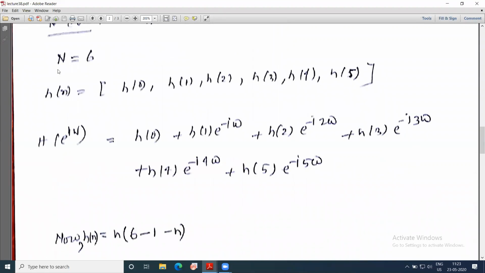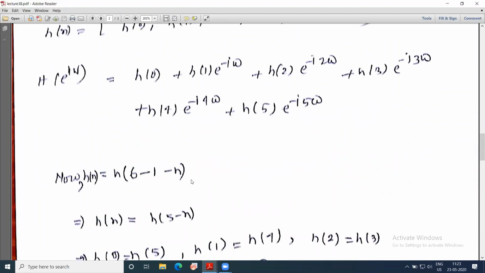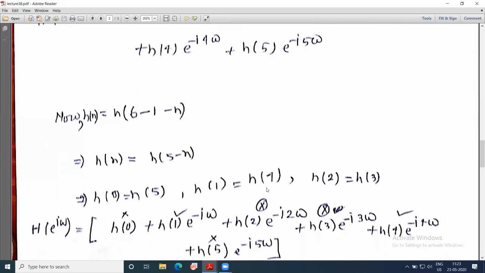Let us see N equal to 6. If I talk about N equal to 6, then h[n] is h0, h1, h2, h3, h4, h5. Agreed? Then if I write the expression H of e power j omega, h0, h1, h2, h3, h4, h5, again all these different components have different phase. Now I am assuming this condition, h[n] equal to h[6 minus 1 minus n]. Then h[n] equal to h[5 minus n]. So h0 equal to h5, h1 equal to h4, and h2 equal to h3. Do you agree with that? If you put n equal to 2, h2 equals h[5 minus 2], so h2 equal to h3.